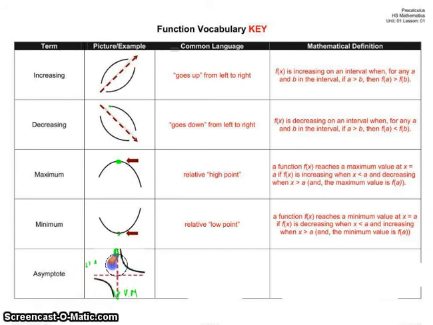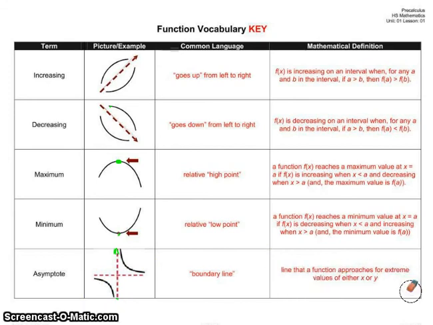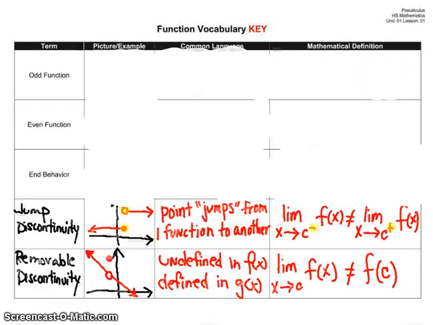Asymptote. This picture has two types of asymptotes: dotted line vertical, dotted line horizontal. Common language, it's a boundary line. Notice the graph comes close to, but it doesn't cross. Mathematical definition: a line that a function approaches for extreme values of either x or y.